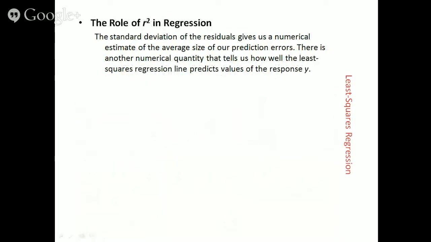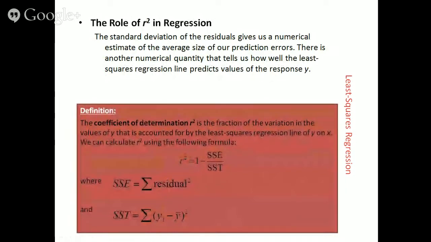Okay, so r squared, this came up in our video the other day. The standard deviation of the residuals gives us a numerical estimate of the average size of our prediction errors. There is another numerical quantity that tells us how well the least squares regression line predicts values of the response y. So you could find this r squared value by doing 1 minus SSE over SST.